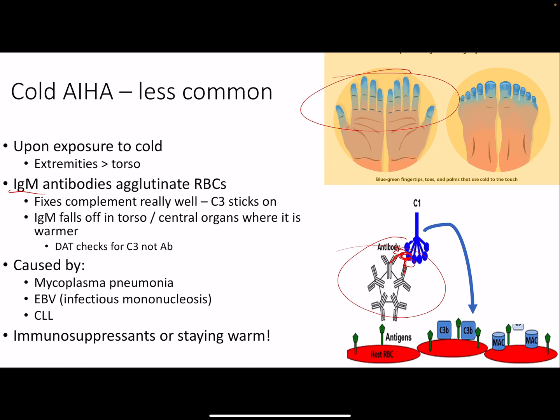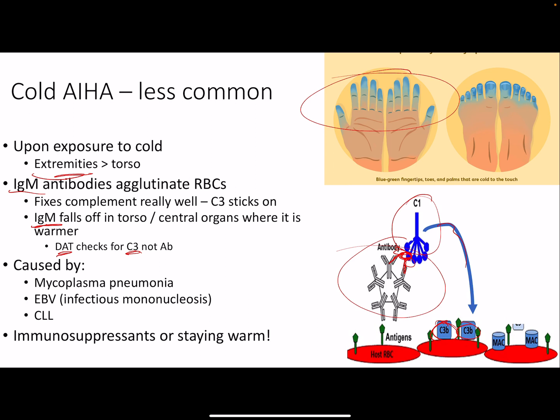So it activates C1, which activates a bunch of other stuff, which activates C3. C3 can then activate other things, but it also, again, acts as that handle, that frog leash that we saw earlier. So the IgM, though, does fall off in the torso. Why? Because it's colder in the extremities. That's where they bind. But once you get to the central organs, the IgM falls off. But the C3 stays on for the most part. So if we wanted to run a Coombs test, a direct antiglobulin test, we wouldn't check for the antibodies because the IgM will have fallen off at that point, but we would check to see if the C3 is there.